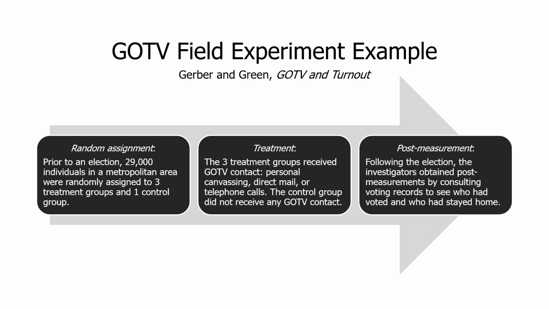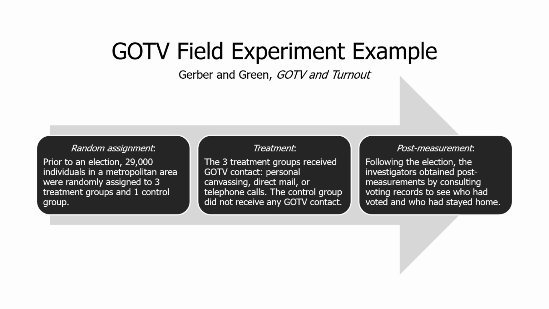This is one of their earliest field experiments that Gerber and Green reported, in the American Political Science Review. Random assignment, of course, was used. Prior to an election, 29,000 individuals in a metro area were randomly assigned to 3 treatment groups and 1 control group. So this is a little bit more nuanced than the lab experiment that we talked about earlier. The 3 treatment groups receive get out the vote contact in 3 different modalities. Personal canvassing, that is to say, canvassers went directly to the homes of these prospective voters and canvassed them, reminding them to turn out on election day.